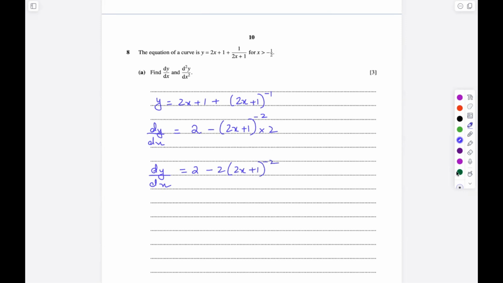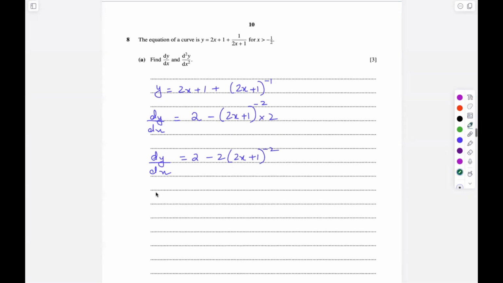Once we have dy/dx, to find the double derivative, or d squared y upon dx squared, we'll differentiate this again. The derivative of 2 will become 0. Minus 2 times minus 2 will become a plus 4 into (2x plus 1). The power will again decrease by 1, so that will become minus 3. And we'll multiply it with the derivative of 2x plus 1. So finally, this answer will be 8 into (2x plus 1) to the power minus 3, or we can also write it as 8 upon (2x plus 1) whole cube.